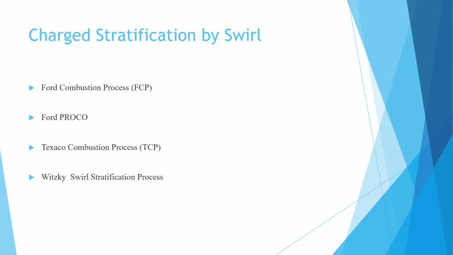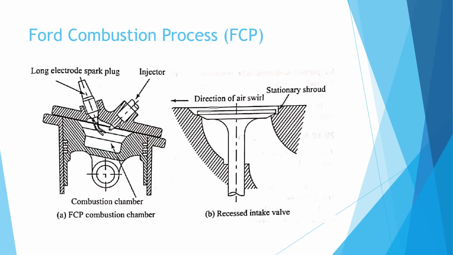These are: number 1, Ford Combustion Process (FCP); number 2, Ford PROCO; number 3, Texaco Combustion Process or TCP; and number 4 is the Wirsky Swirl Stratification Process. So students, let's start with the Ford Combustion Process or FCP.